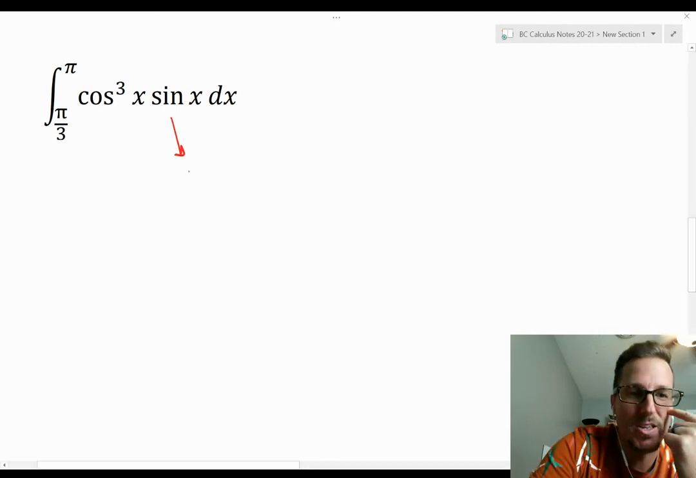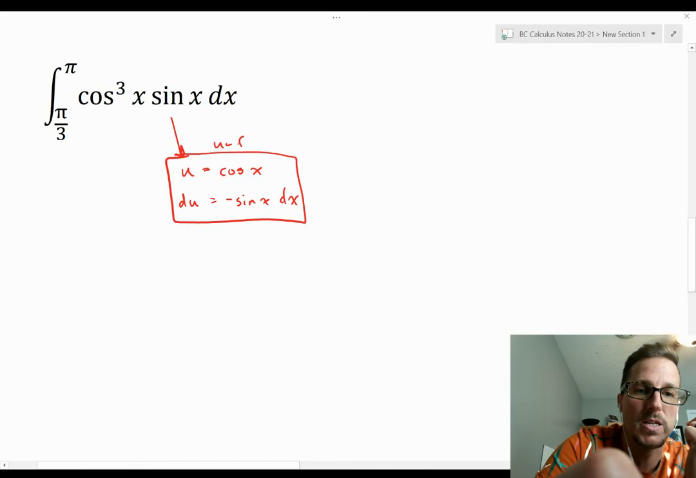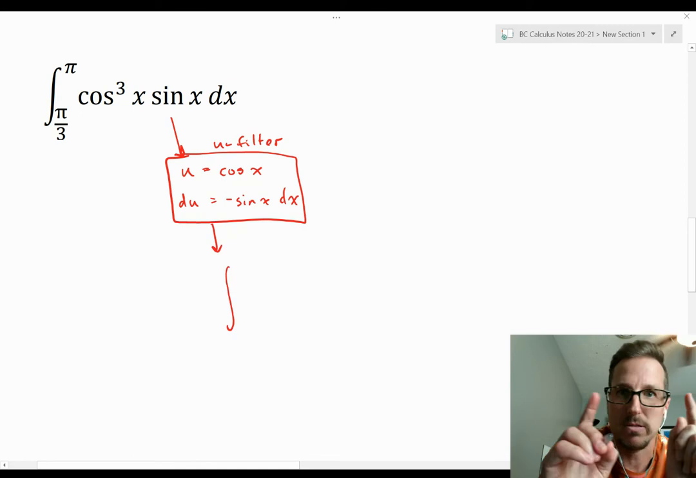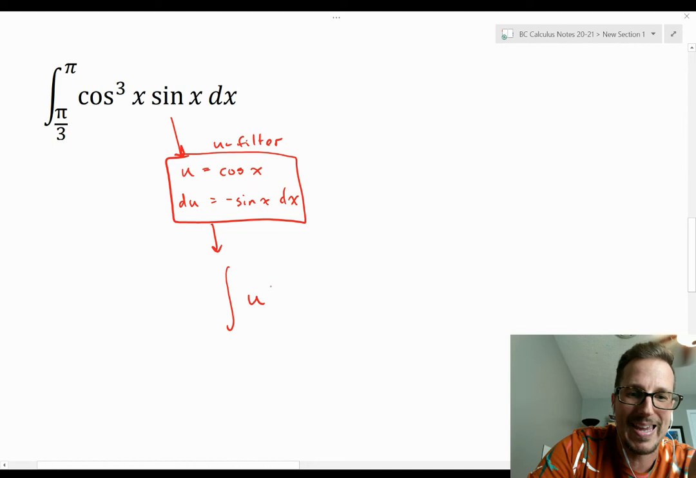Let's say u is cosine of x. du is negative sine of x times dx. And let's use the u filter and get this thing rewritten. How about it? So that would be the integral. Pump the brakes on the limits. That's going to be u cubed.